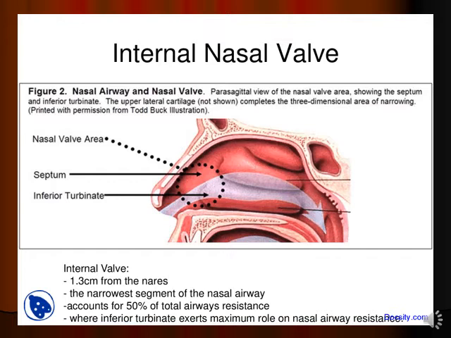It means that whenever you have some pathology in this area, even minor pathology will cause a high nasal obstruction. For example, if you have a minor septal deviation at this level, it will cause a big symptom of obstruction.